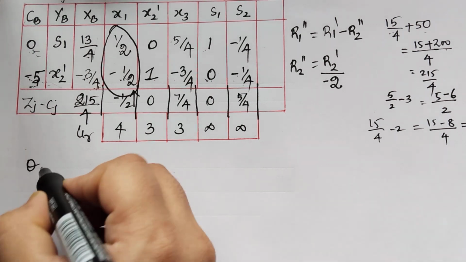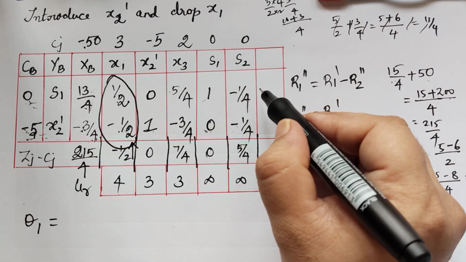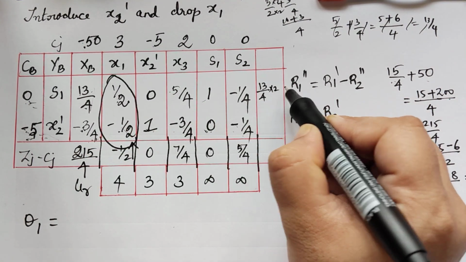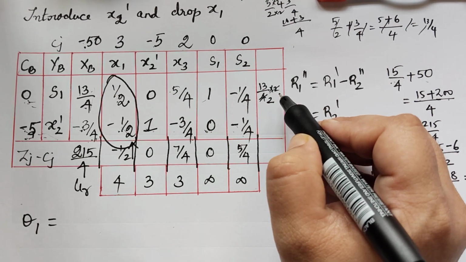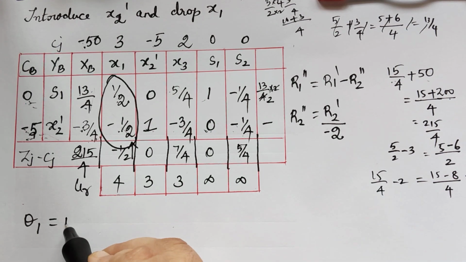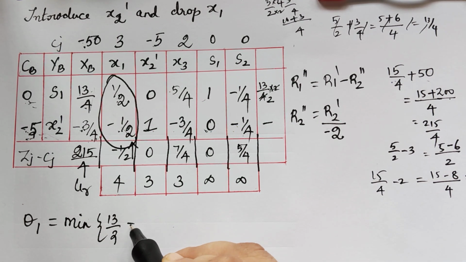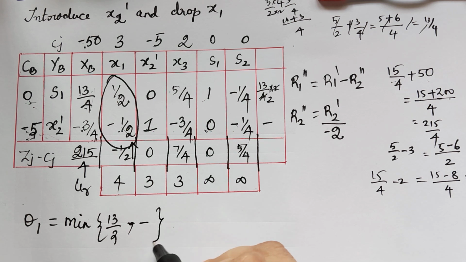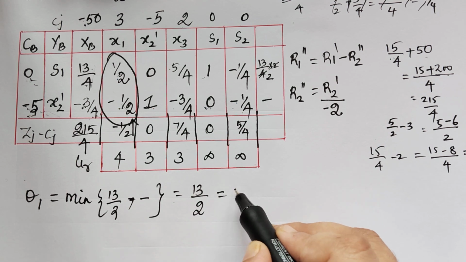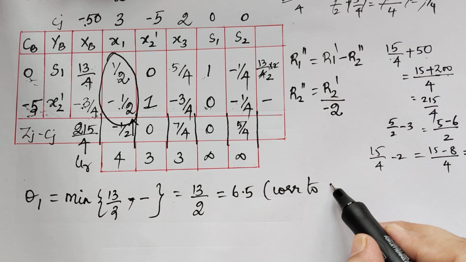What is theta 1? Theta 1 is the ratio that we usually find. That is 13 by 4 divided by 1 by 2, so it will be 13 by 4 multiplied by 2, so 13 by 2 actually. And here you have a negative sign, so we need not find this. So it will be the minimum of 13 by 2 and dash, because it is negative. So obviously it is 13 by 2. And what is that 13 by 2? It is equal to 6.5, and this is corresponding to S1.